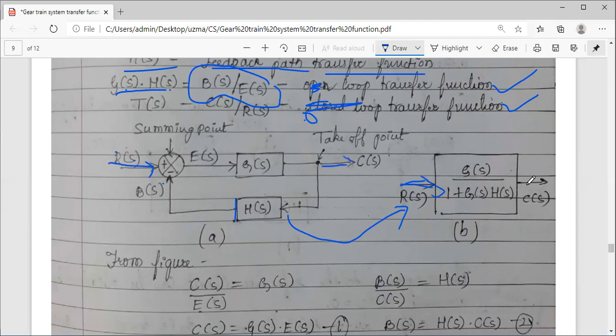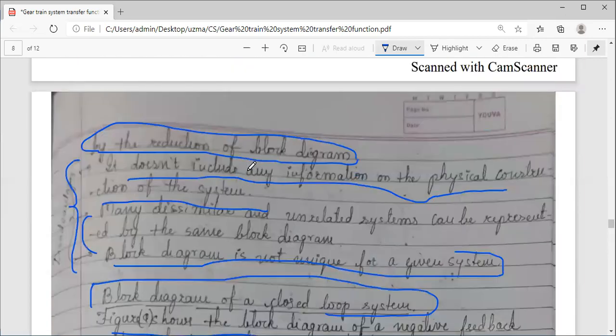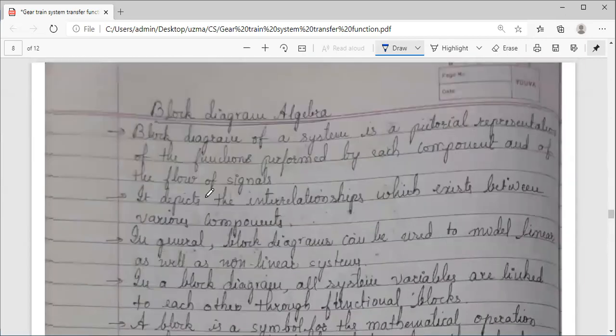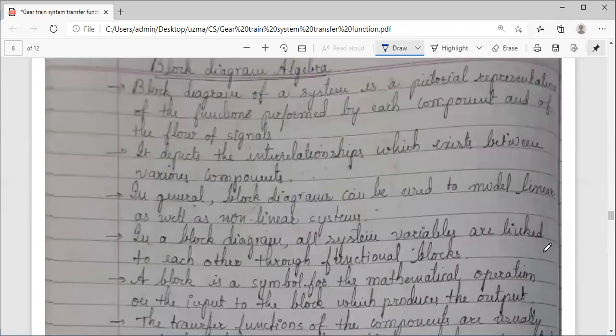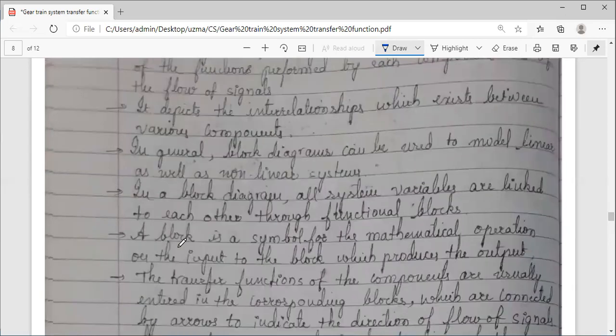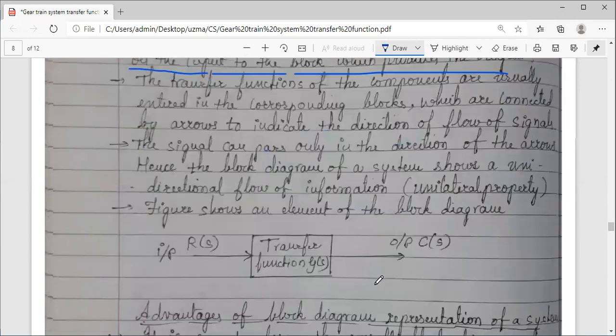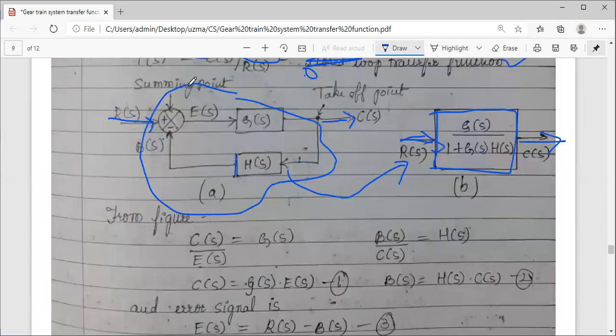There is an output, controllable output C of S. And whatever the complete working mechanism is, it is replaced by a block. That's why you have seen just now what this block diagram is. A block is a symbol used for mathematical operation on the input to the block which produces the output. So this means whatever the complete operation of the system is, you can simply replace it by a block. Okay. And inside this block, what should I write?